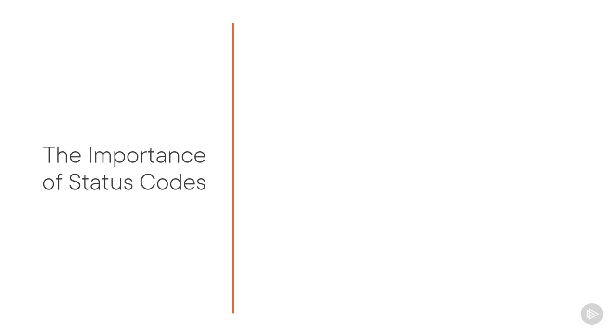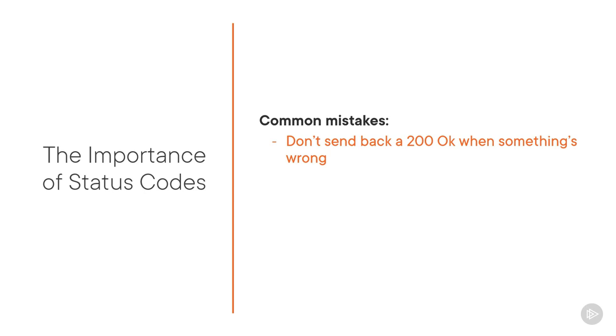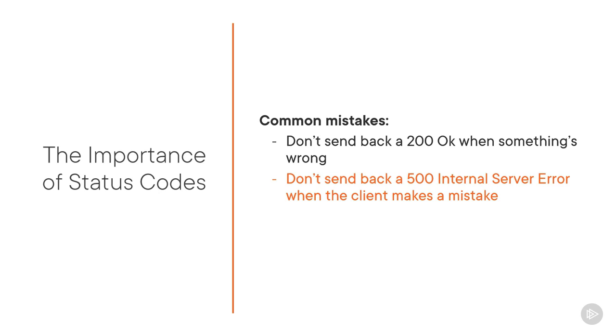Imagine you're sending back a 200 OK status code for each and every request. The consumer would assume that his request worked out as expected, even if it went wrong. And imagine that when something goes wrong, we'd only send back a 500 internal server error. The consumer would never know it's their fault something went wrong.